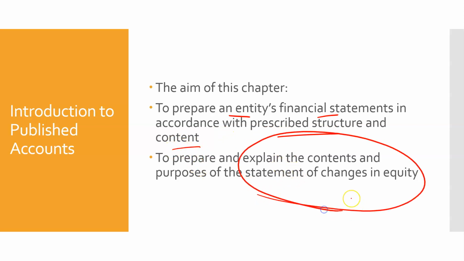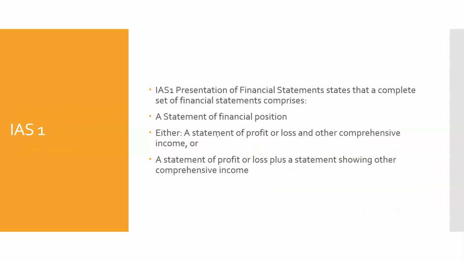And of course, this friend of ours, the statement of changes in equity, we will look at again in case you have forgotten what that is. But primarily we look at the main financial statements and just look at the structure. And what are those? Really, we have our statement of financial position, our statement of profit or loss, and other comprehensive income. We will discuss what that means as we go along.